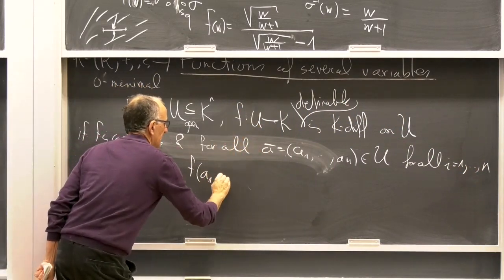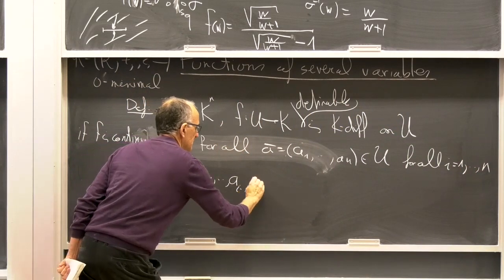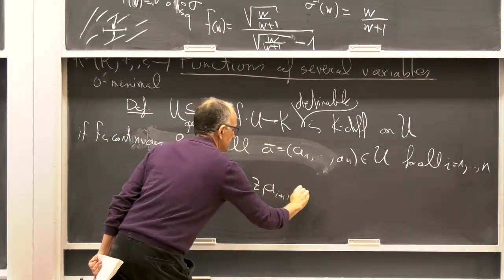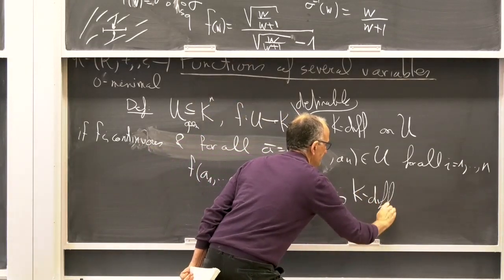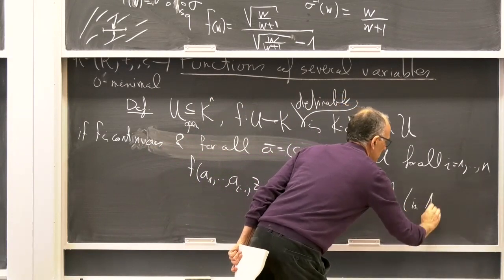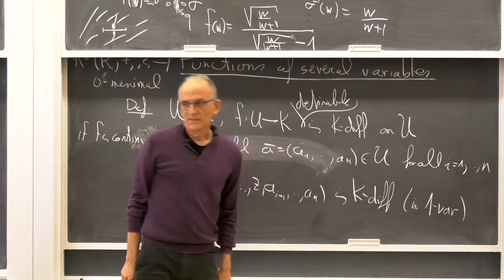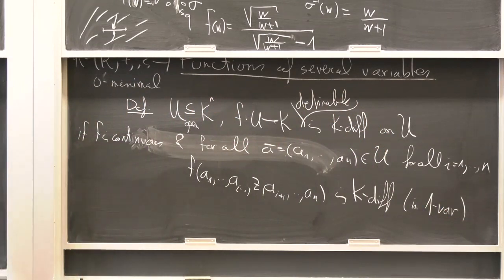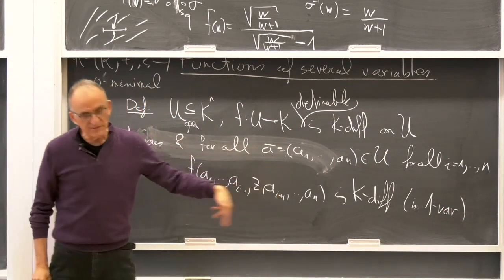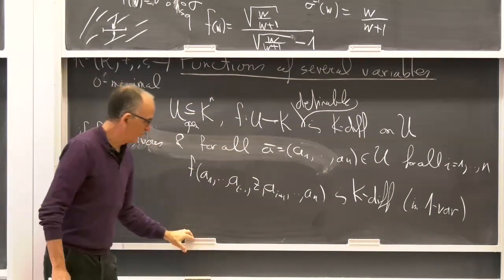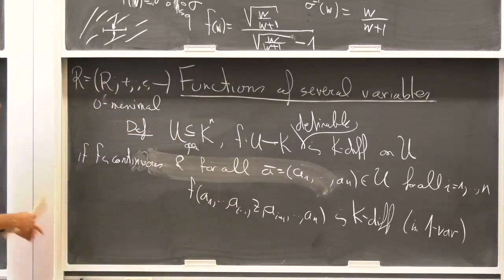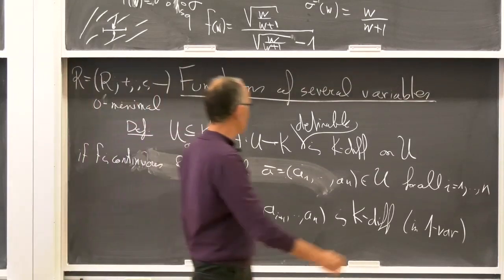So f(a1, ..., a_{i-1}, z, ...) is K-differentiable in one variable, right? In one variable. So it turned out that most of the proofs worked nicely. You can think of that as a continuous family of one variable holomorphic functions in all directions. All right, and this is the definition we worked with.